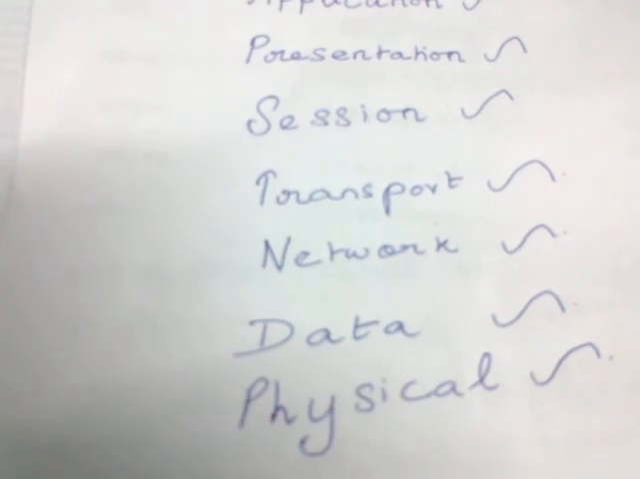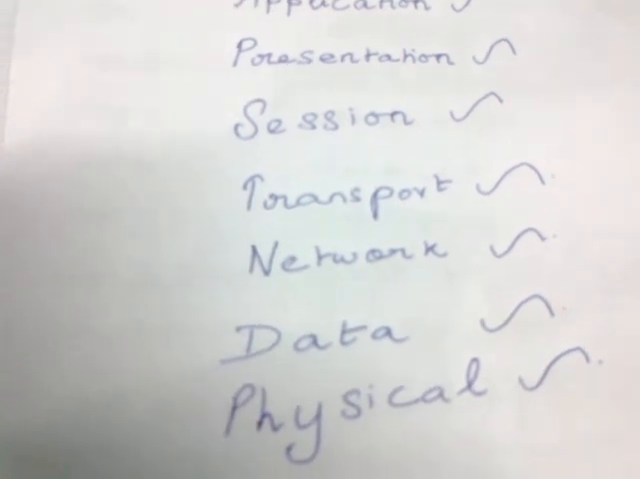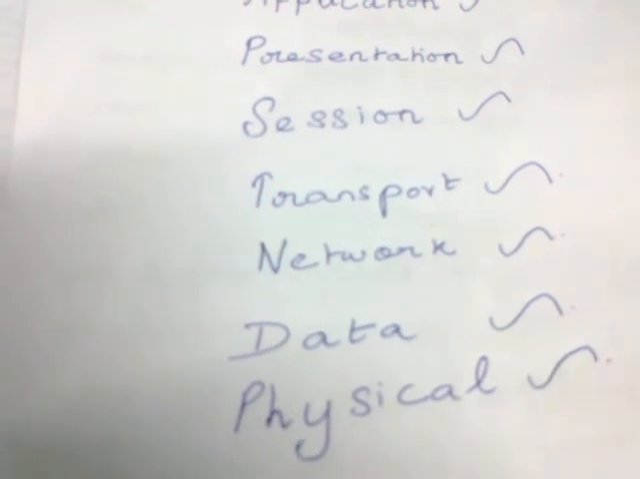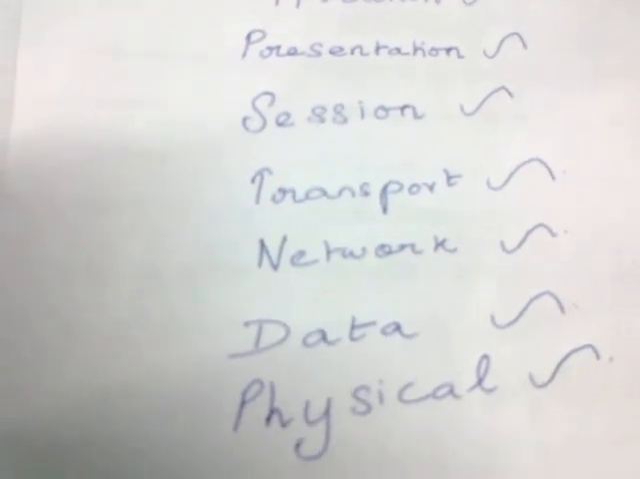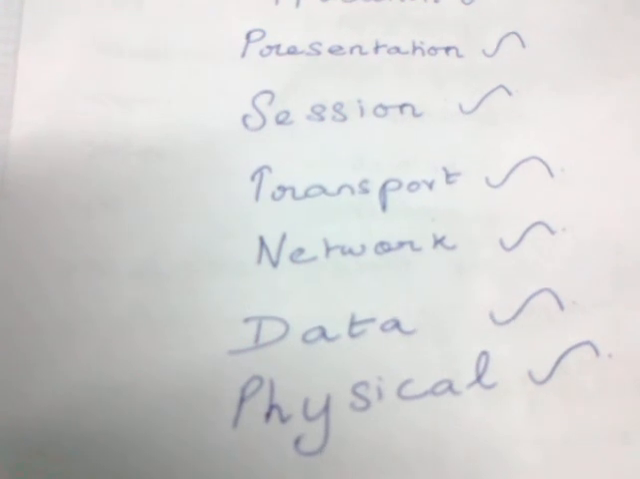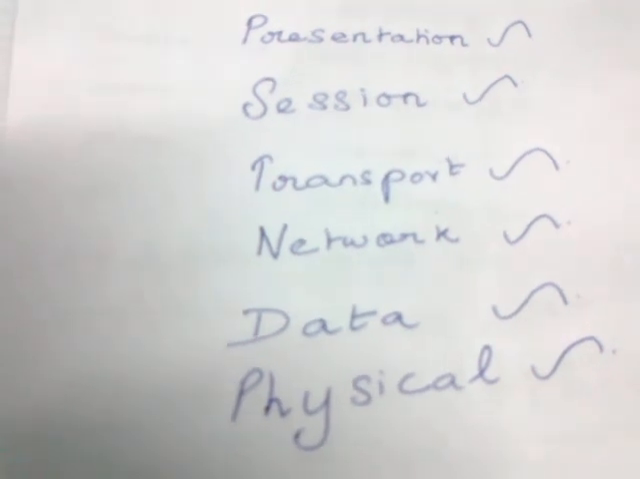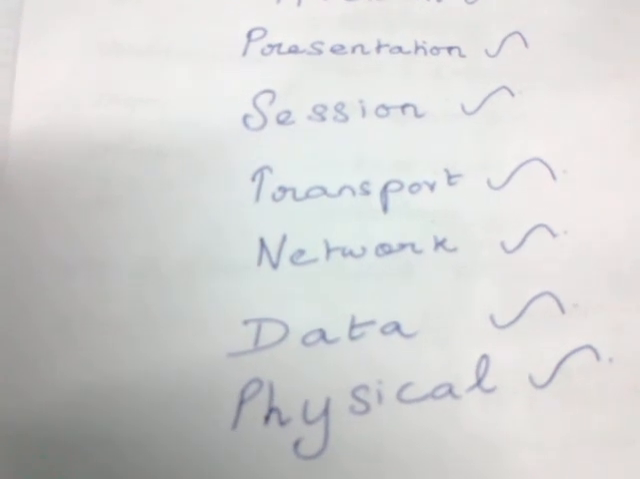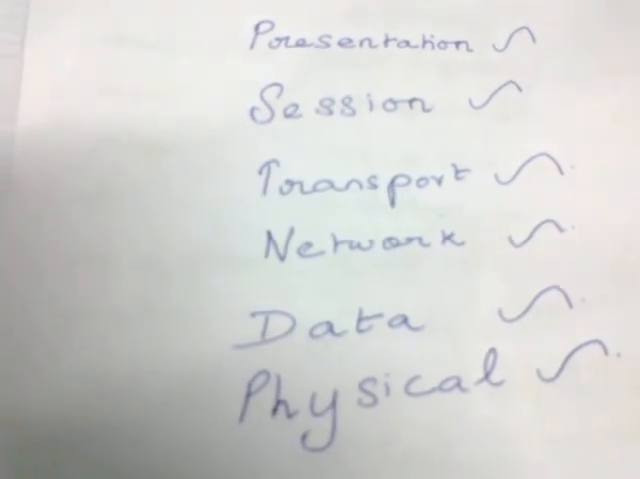MAC, media access control, talks about the physical address. It's a 48-bit address, a 12-digit hexadecimal number. It's responsible for error detection. Devices working on the data link layer are the switch, bridge, and NIC. So error detection is the responsibility of the MAC layer.